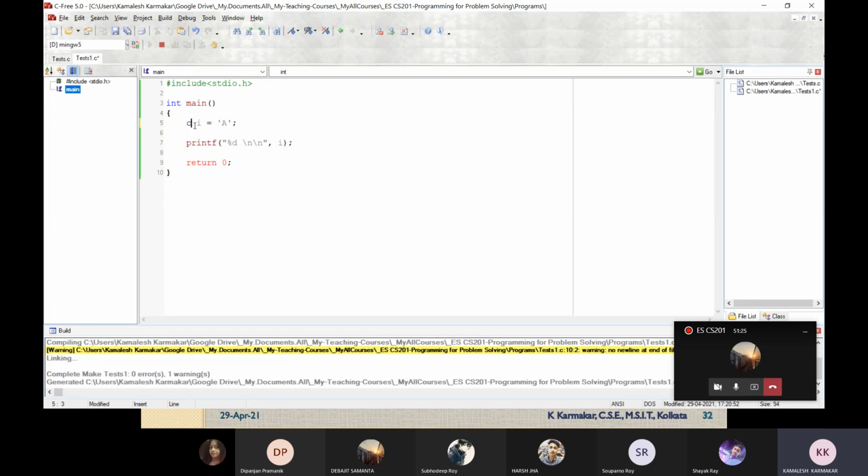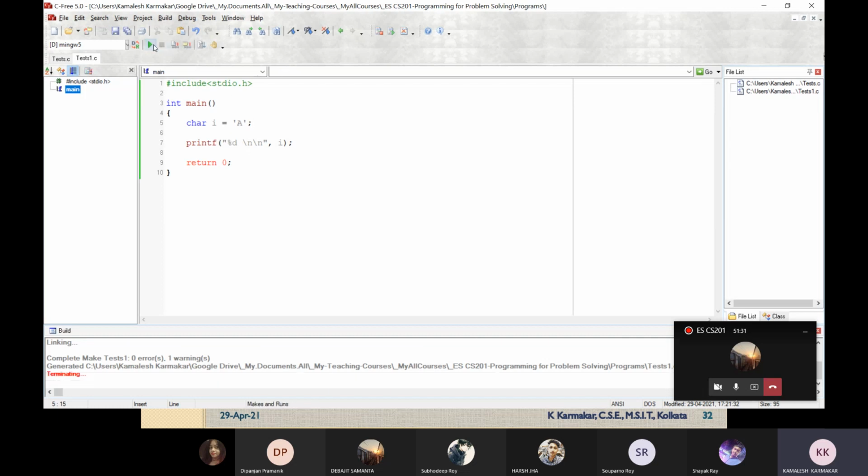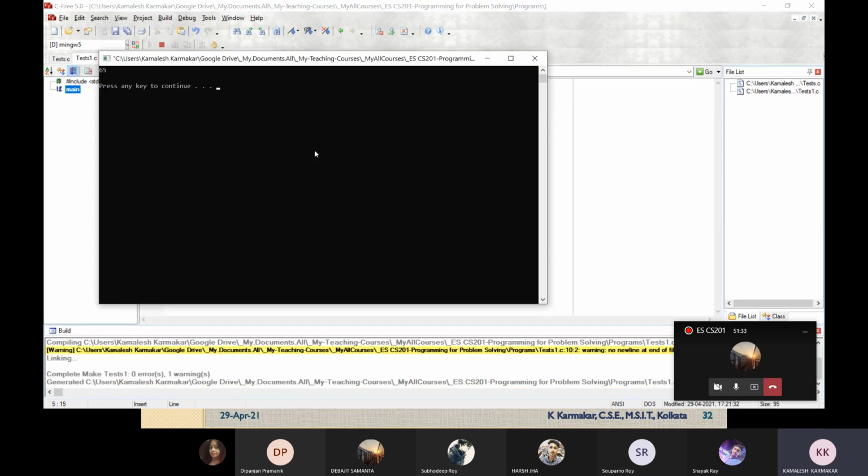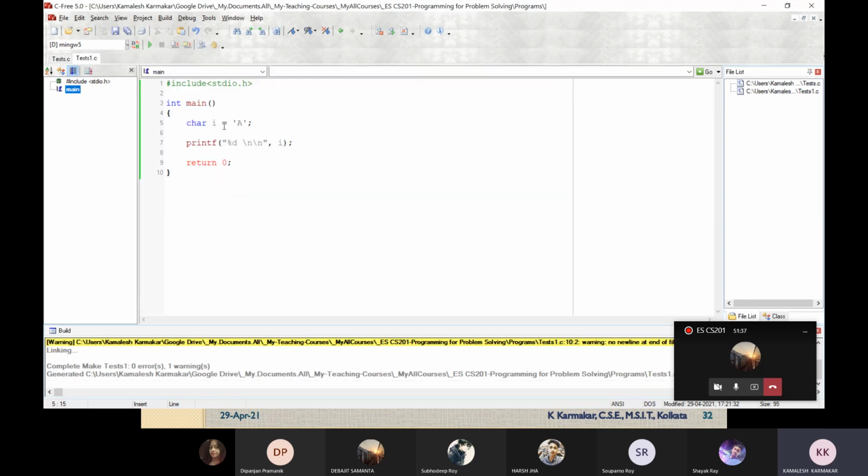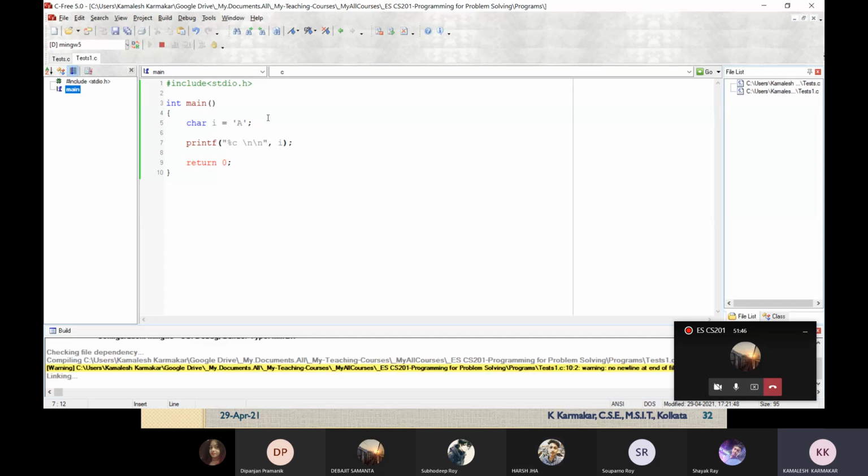The same thing, even if we use char i equals 'A', and I want to print the value using %d, it will be 65. Char i equals 'A', but if I want to print it in character form, then it will be A.